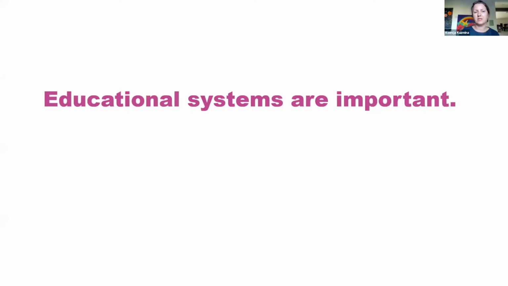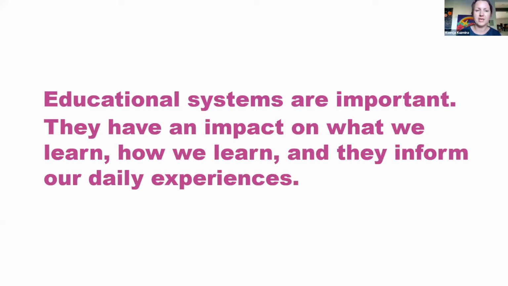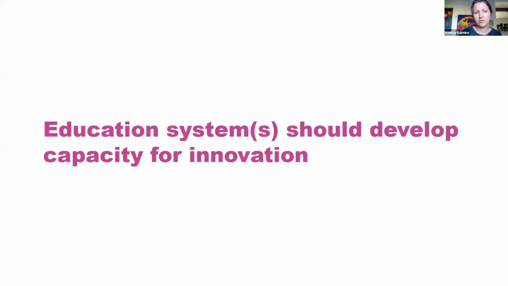So I want to start with this sentence: educational systems are important. And they're not only important because they support us in getting the next job or just getting a job, but because they have an impact on what we know, how we know it, and they have an impact on our daily experiences. By having this impact on our daily experiences and being such a big part of our lives, I think that they should also develop capacity for innovation.